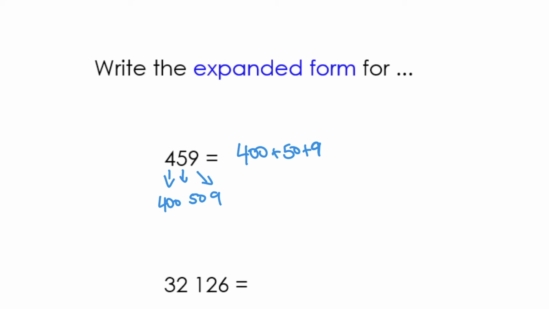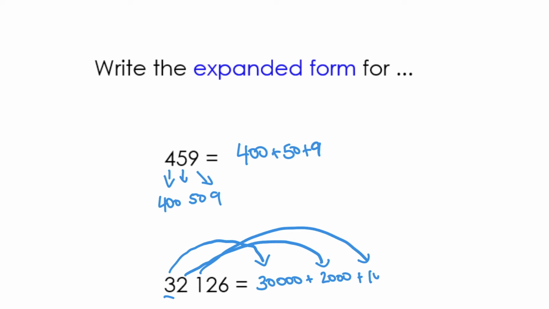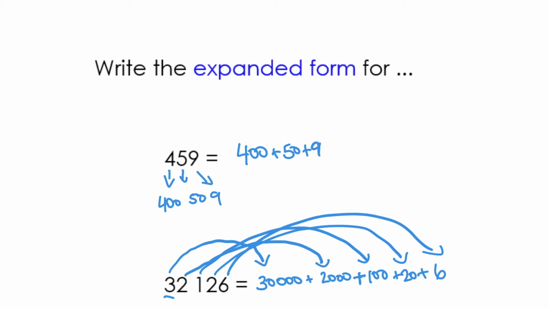This one here has a lot more to it. So I'm just going to draw arrows here. 3 is in the 10,000s column, so it would be 30,000. 2 is in the thousands column, so it would be 2,000. 1 is in the hundreds column, it's 100. 2 is in the tens column, so it's 20. And 6 is in the ones column, it's just 6.